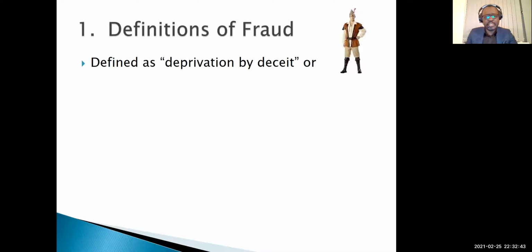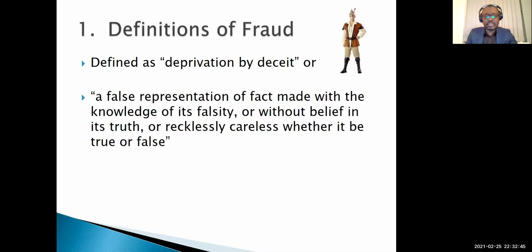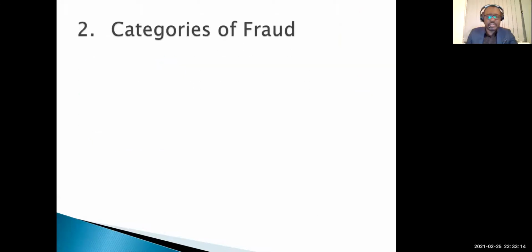Fraud is simply depriving someone by deceit. Sometimes we use our offices to abuse power. It is fraudulent, okay? So any false representation of facts which are made with the intention of duping somebody and with the knowledge of its falsity, I know this is false, yet I go on. Or I do it without belief in its truth, or I recklessly undertake it carelessly, whether it is true or false, I don't care. And like I said, we mostly use our positions of trust to do this.